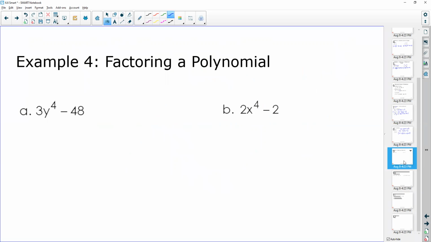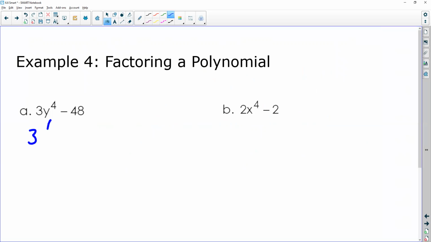Okay. All right, these ones look a little funky. So something weird is going on here. They don't look like a difference of cubes or a difference of squares. What the heck? Well, what I'm going to do is look for a common term, because when something looks funky, there's probably something extra in there. And for 3 and 48, the common term is 3. So I'm going to pull out a 3. I'm going to get 4y minus 16.